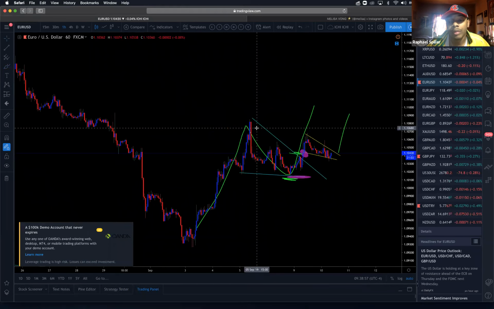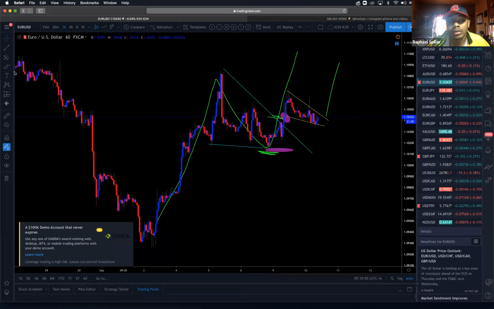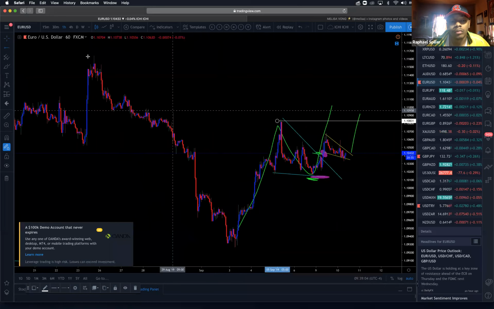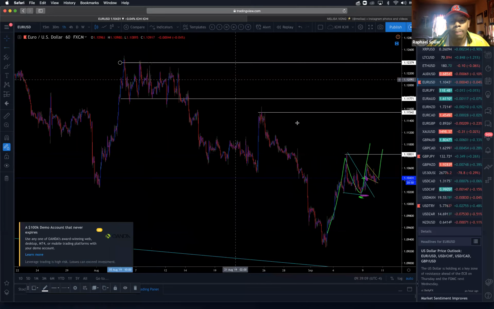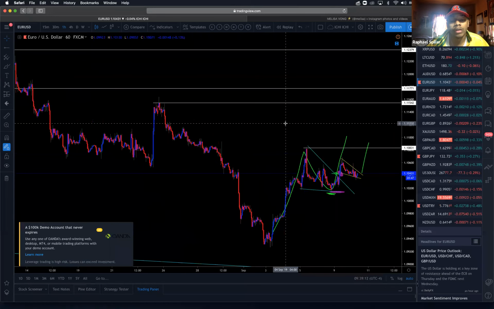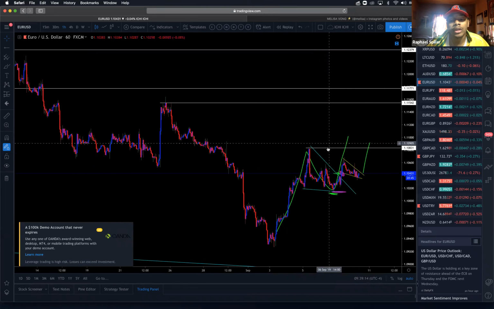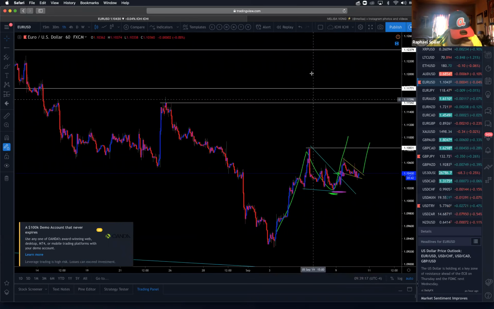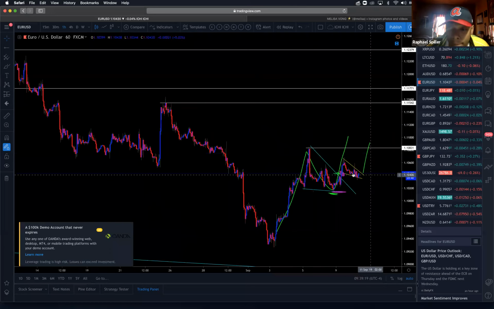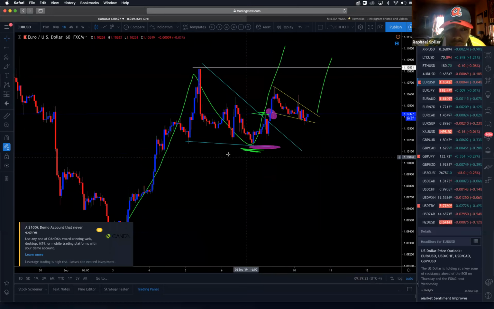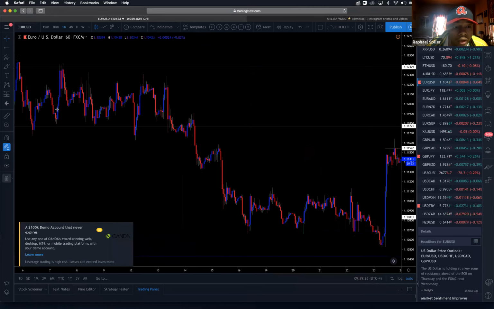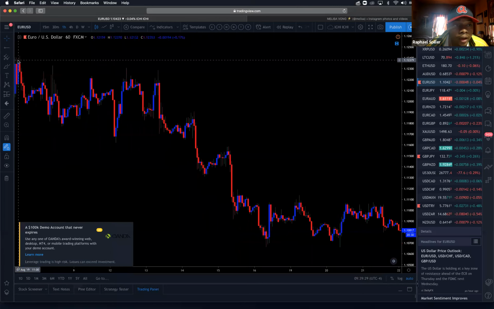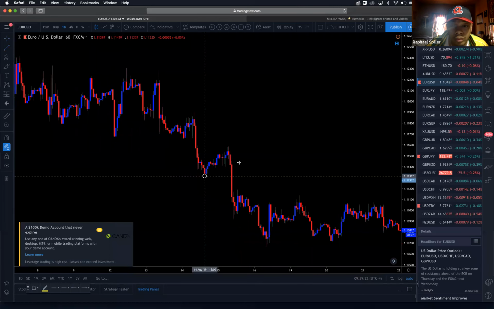My TP would be my next support and resistance. So my next support and resistance would be here, here, here, and here. That's my next support and resistance levels, so I'm looking to take TP here, here, here, here, or looking to secure some profit in these areas. So let's say we're in a downtrend, right? And we've identified this flag here.